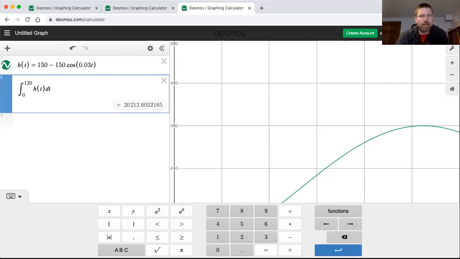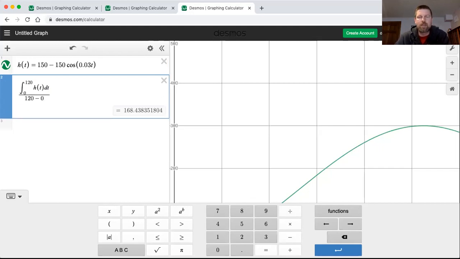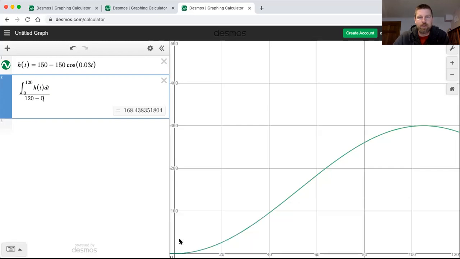And I want to take that integral and divide it by 120 minus 0, right, the endpoints. Turns out I have an average height of about 168.438 feet. I can take a look at that just to make sure. It's always nice to check.